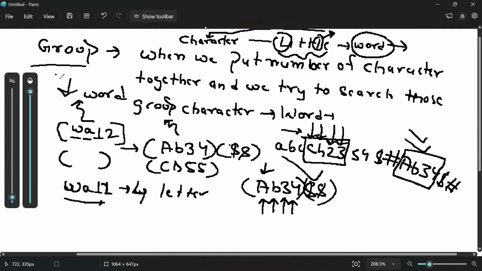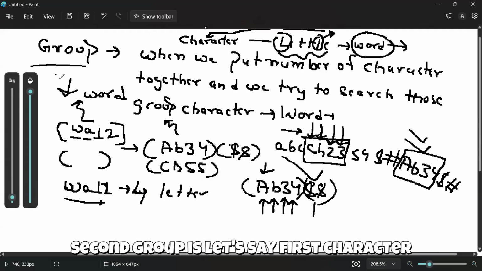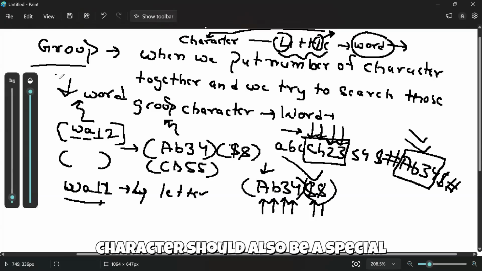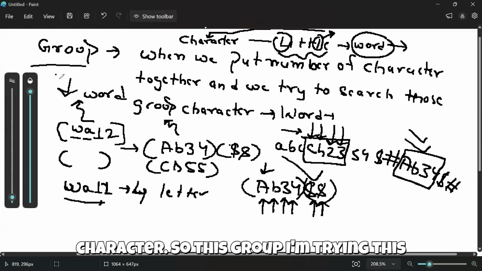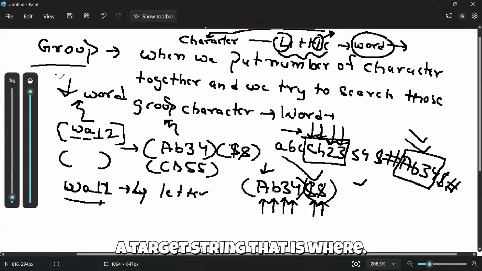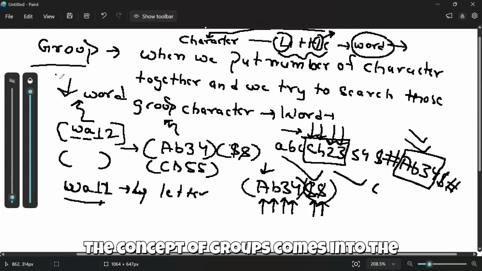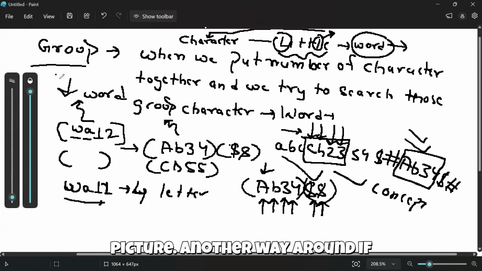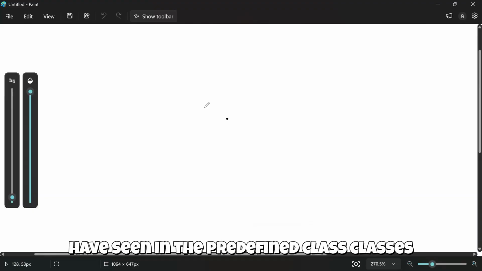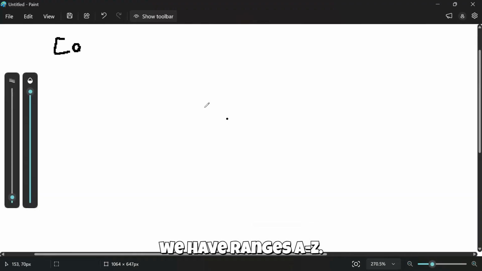The second group is, let's say, the first character is a special character and the second character should also be a special character. This sort of pattern I'm trying to search in a target string. That is where the concept of groups comes into the picture. Another way around, if I have to explain this, we have seen in the predefined classes the ranges A to Z.